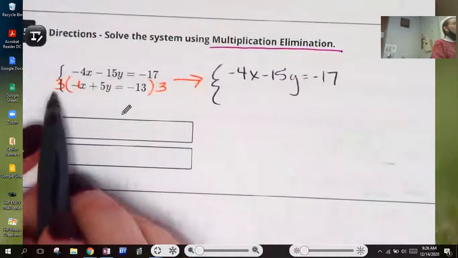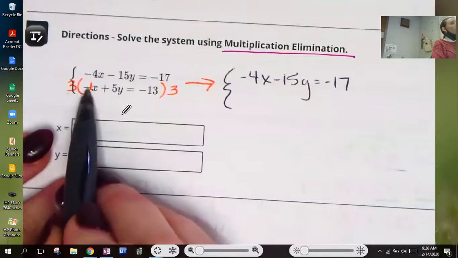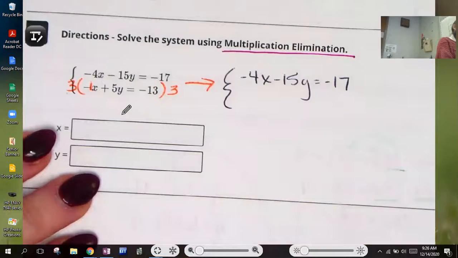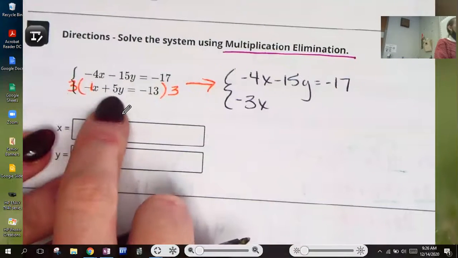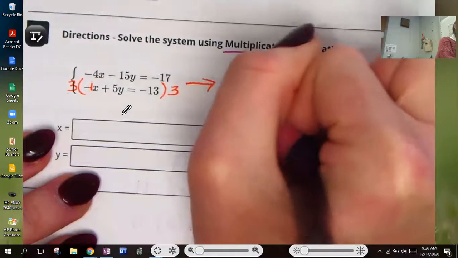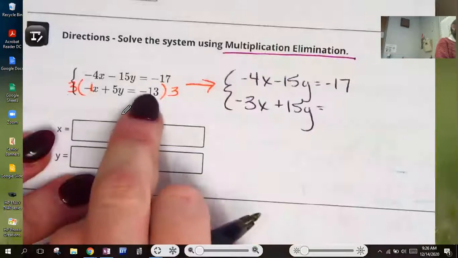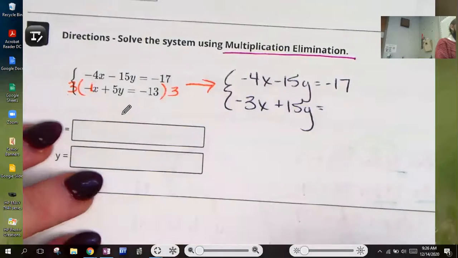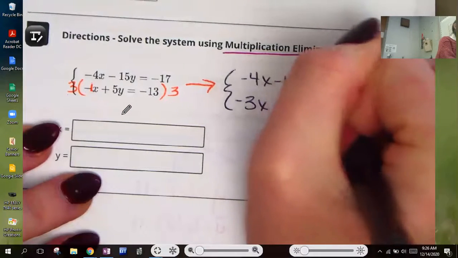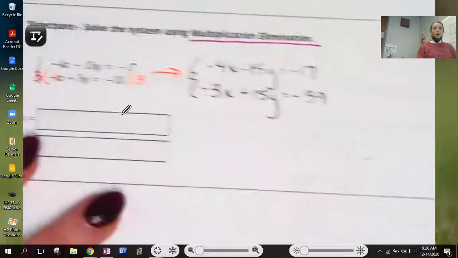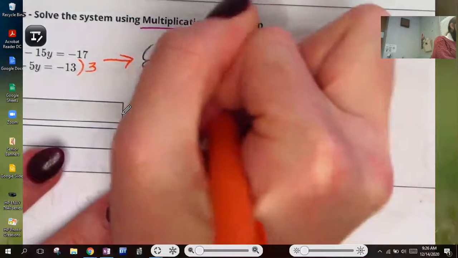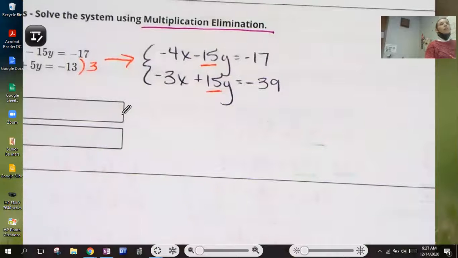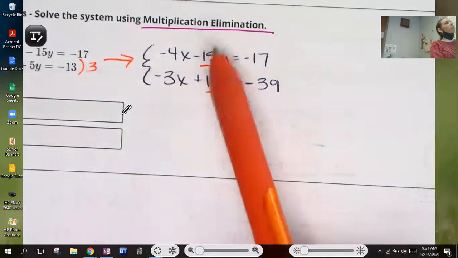All right, now let's distribute this 3. What's 3 times negative 1? Negative 3x. 3 times positive 5. 15. Positive 15y. Negative 13 times 3. Negative 39. All right, now we check. Do I have matching coefficients? Yes. Okay, so now we look at their signs.